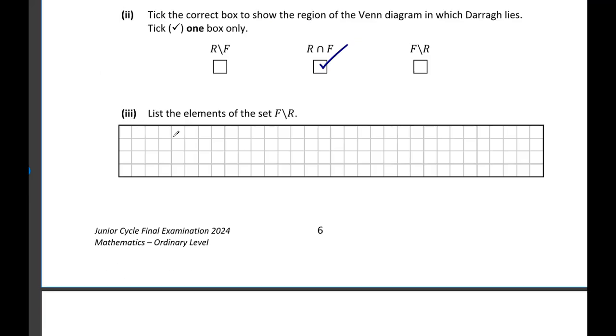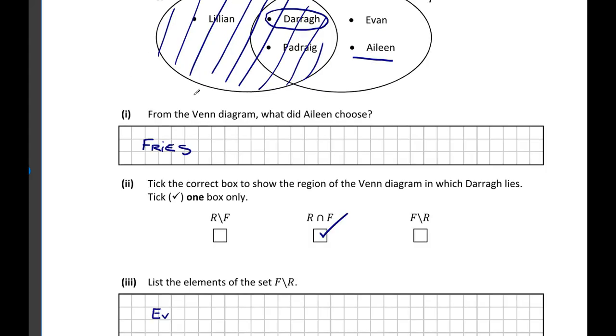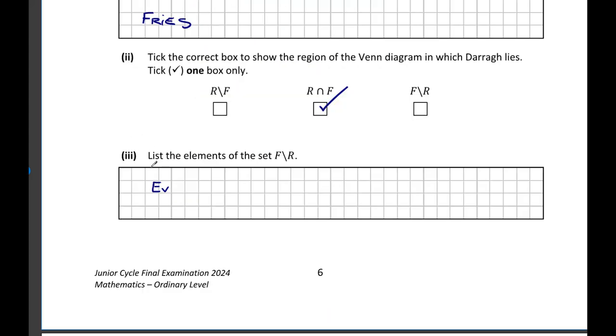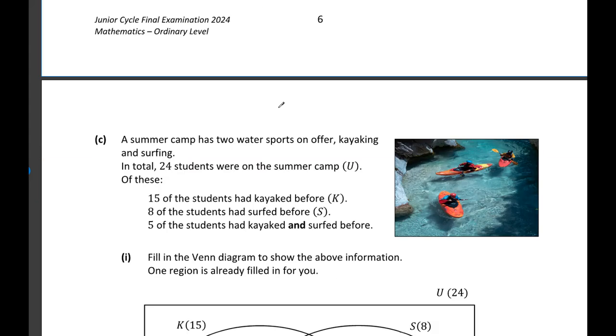So list the elements of the set. So it's Evan. It's A-N that he has, right? Yeah, and Aileen. Evan and Aileen. Now, if you really want to put it in set notation, we can do that. We'll just put it in a set just to be safe. Cool. All right.